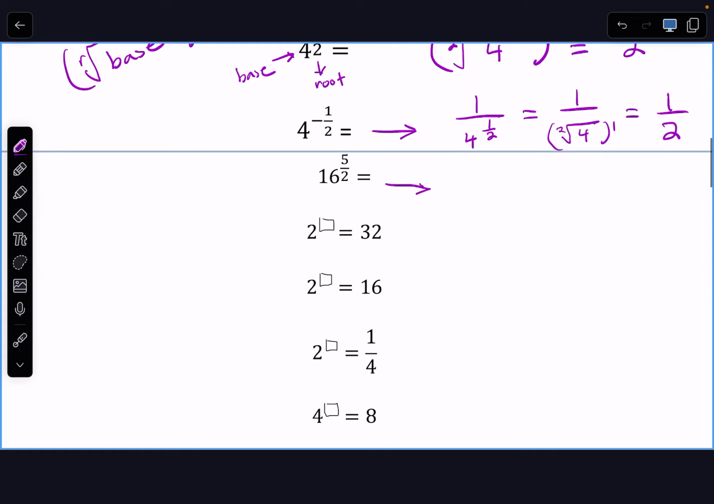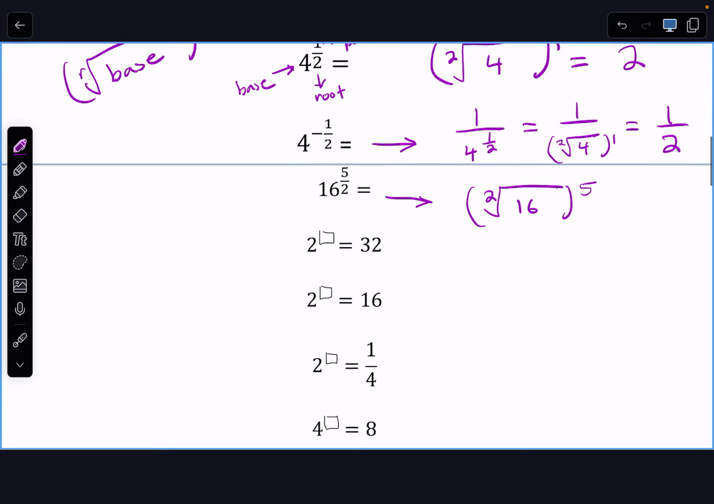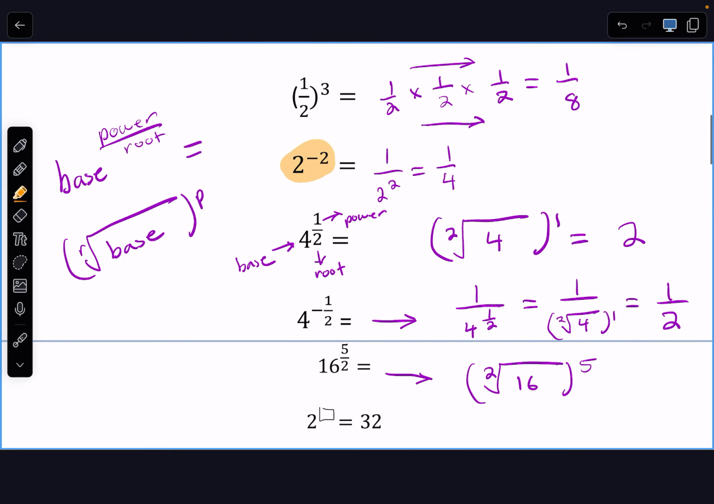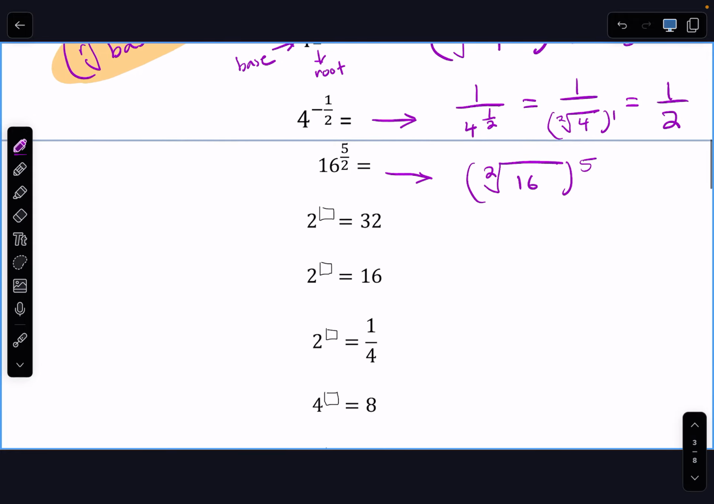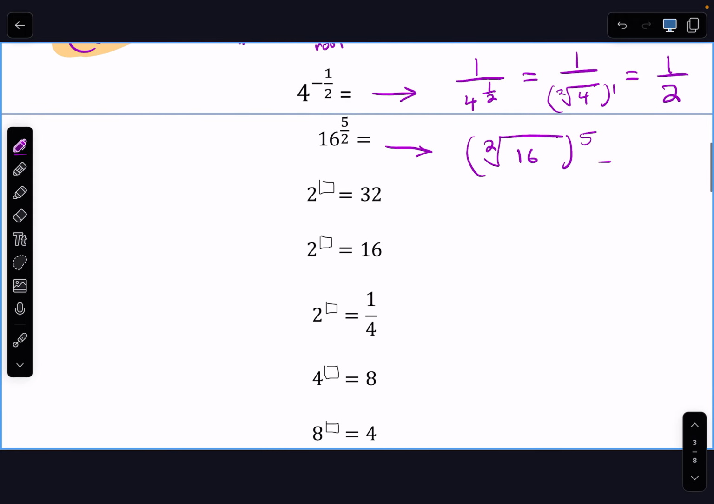All right, one more time. 16 is my base. 2 is my root. 5 is my power. And that goes back to this again. So make sure that you have this in your notes. And so this becomes the square root of 16 is 4. And then 4 to the power of 5 is whatever 4 to the power of 5 is. We'll just leave it like that.